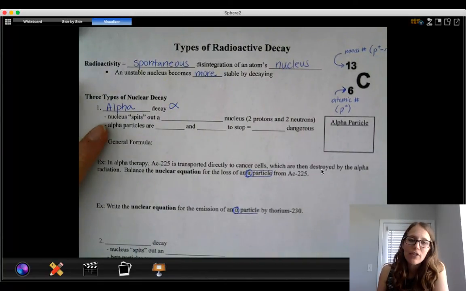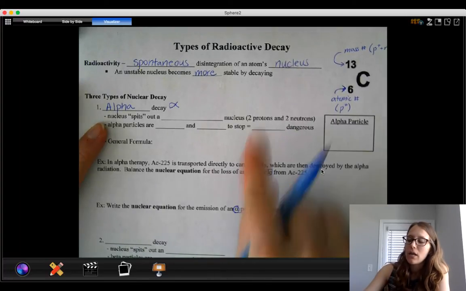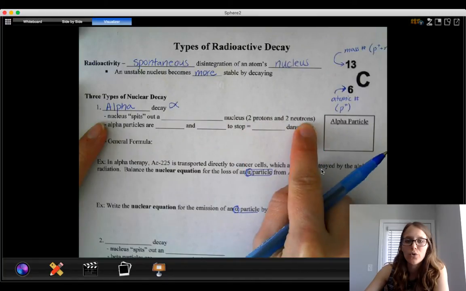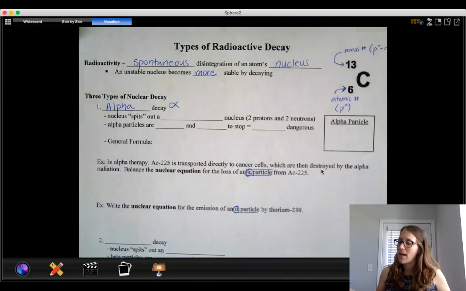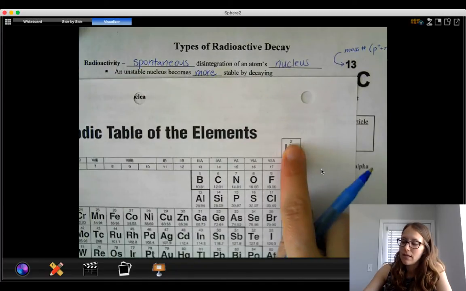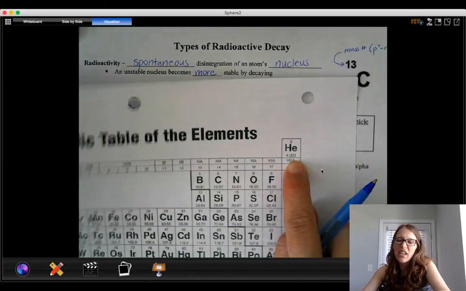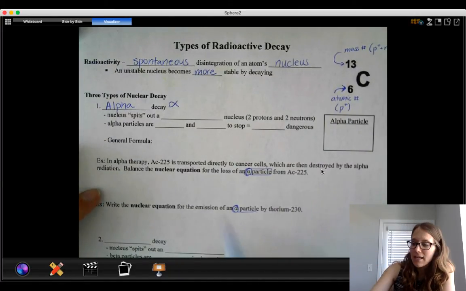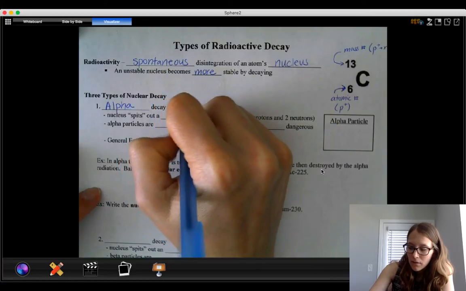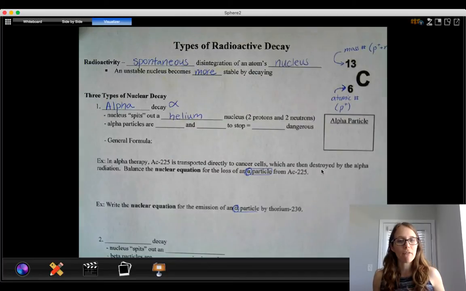What happens with alpha decay is the nucleus spits out what's called an alpha particle, and an alpha particle is 2 protons and 2 neutrons that are combined together. The element that has 2 protons is helium, and because it has 2 neutrons, 2 plus 2 gives us a mass of 4. So it's really just a little chunk of the nucleus that gets spit out that looks like helium. The helium nucleus, 2 protons, 2 neutrons, gets split off of the atom.